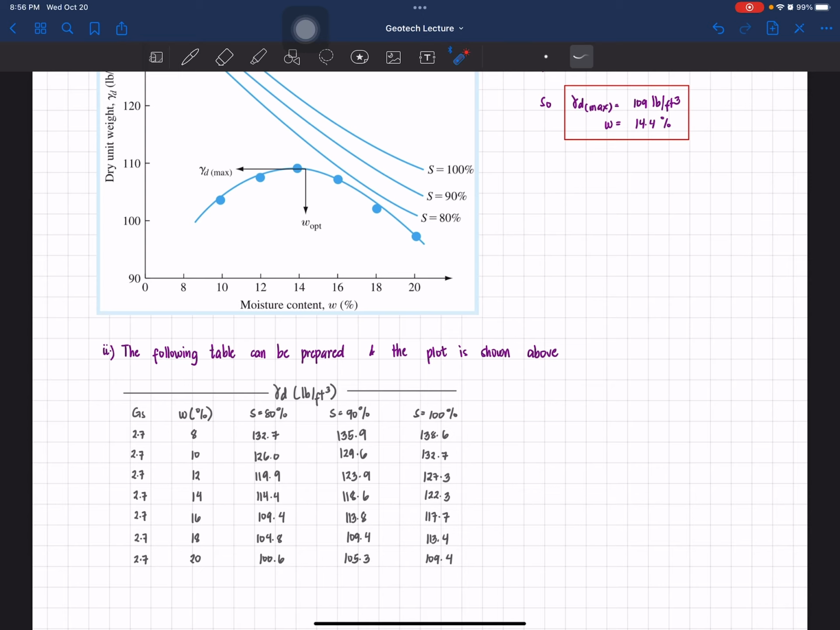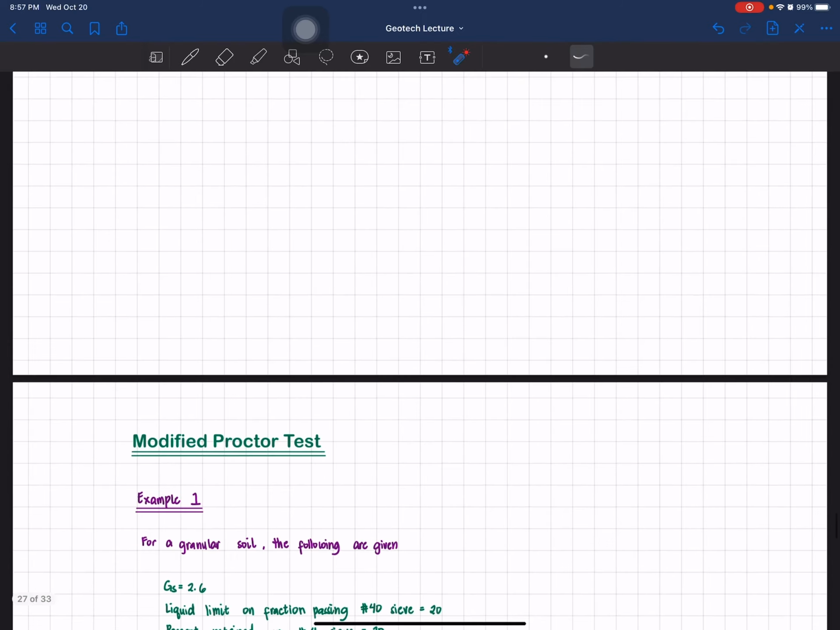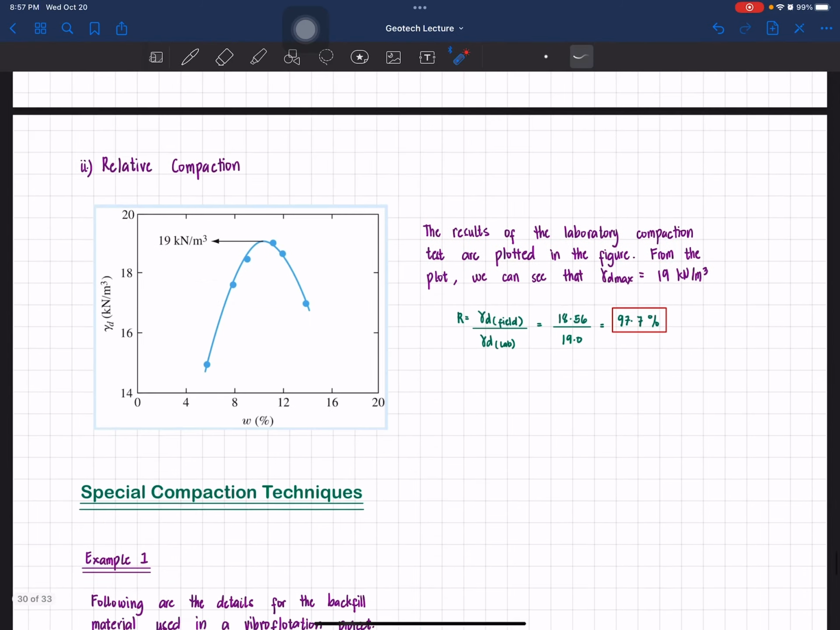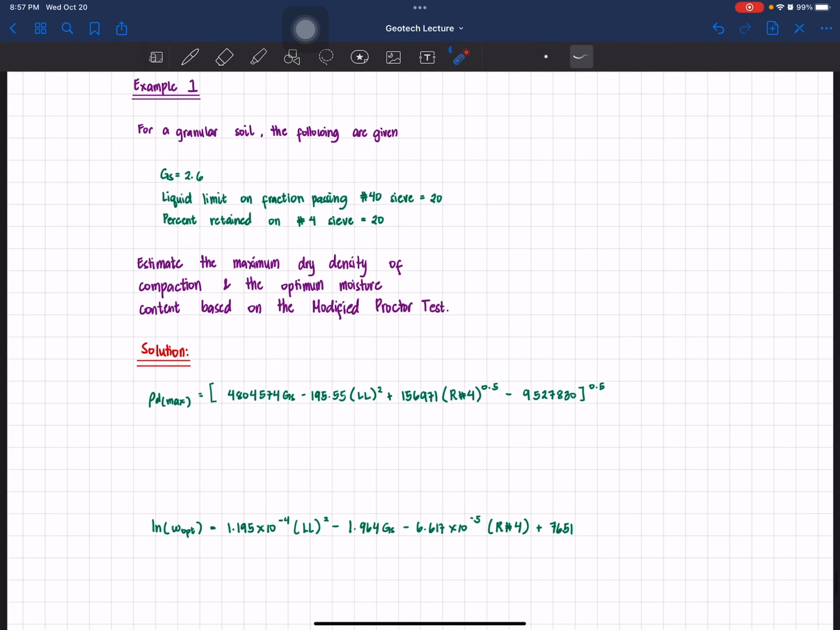Feel free to read that during your own time, but the graphical method will not be part of your quizzes or activities later on. So, let's go to the modified Proctor test. This is our example 1.